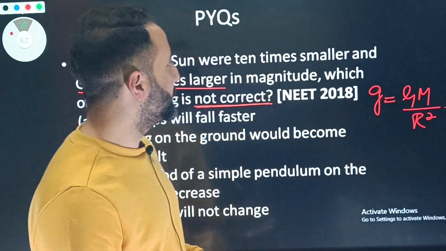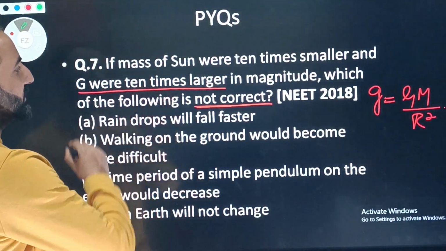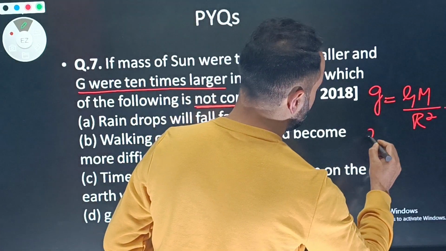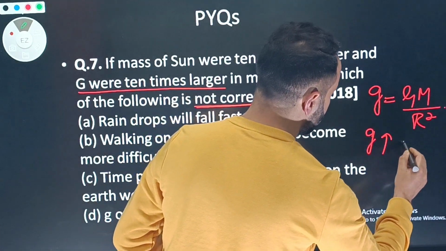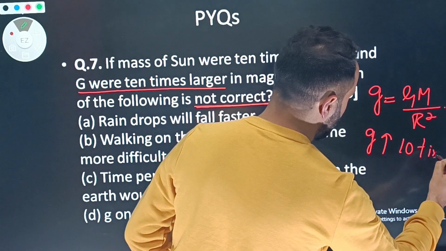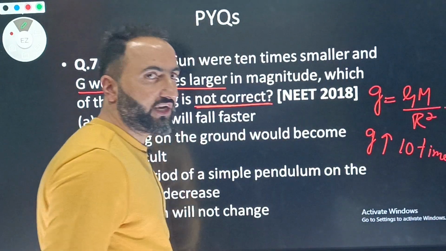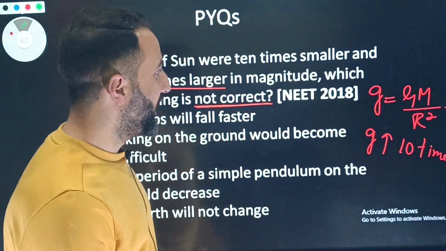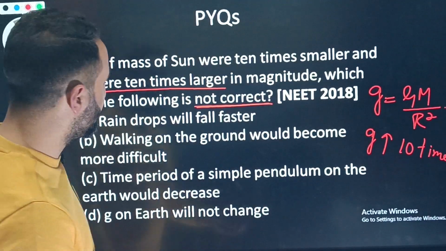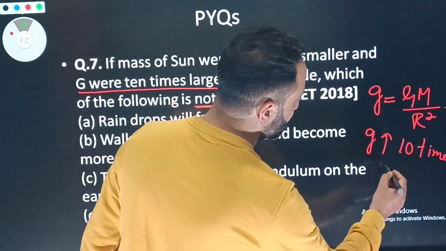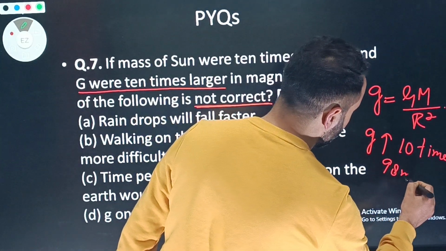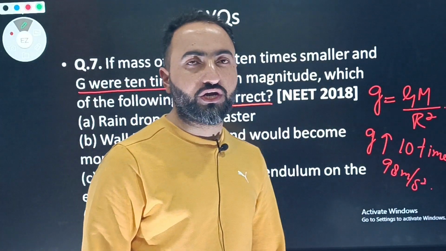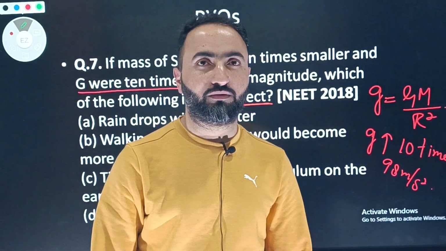ठीक है ना बेटा? Now what is given to you is that this G is increased 10 times. If this G is 10 times increased, so acceleration due to gravity will also increase 10 times, obviously, because it is directly proportional to this capital G. If this capital G is made 10 times, so obviously the acceleration due to gravity will increase 10 times. ठीक है ना बेटा? And when this acceleration due to gravity will increase 10 times, it will become something like 98 meter per second square. Its actual value is 9.8, so its value is going to become 98 meter per second square.